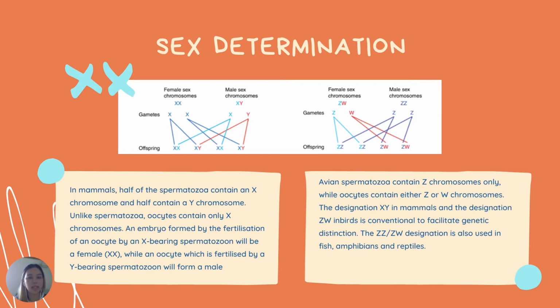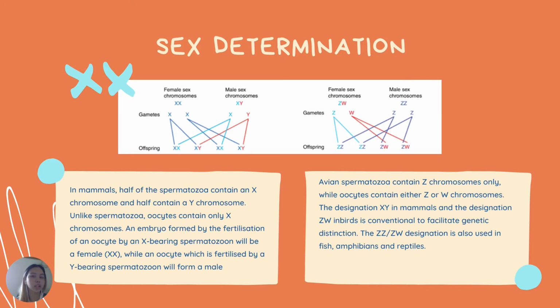So, ganun sa mammals. However, in avian species, spermatozoa contain Z chromosome only, while oocyte contain either Z or W chromosome. The designation of XY in mammals and the designation of ZW in birds is conventional to facilitate genetic distinction. The ZZ or ZW designation is also used in fish, amphibians, and reptiles.